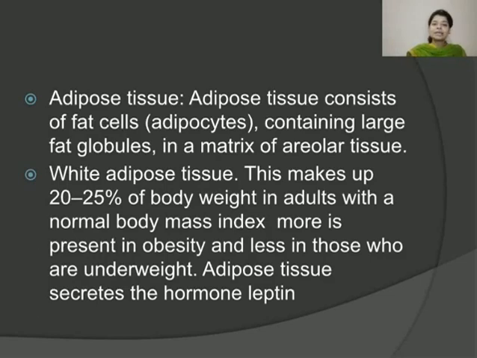So adipose tissue mainly consists of fat cells, and the fat cells are termed as your adipocytes, containing a large amount of fat globules in a matrix of areolar tissue, right? Adipose tissue can be further subdivided into 2 categories, one being your white adipose tissue and the second being your brown adipose tissue. Talking about white adipose tissue, this makes up 20 to 25% of the body weight in adults with a normal BMI. It is present in a larger quantity in obese individuals and less in the individuals who are underweight. And adipose tissue mainly helps in the secretion of a hormone which is termed as leptin.